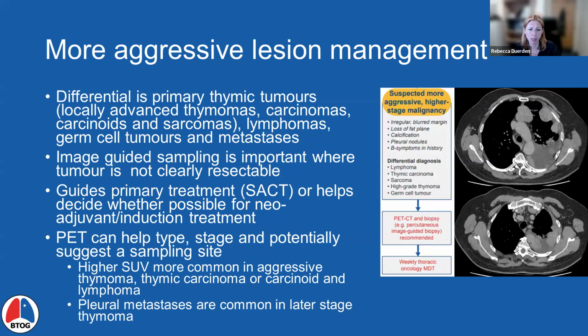And we do recommend that PET is undertaken. The evidence for that is good because of the fact that it can help guide how aggressive the lesions are, particularly if you've not got metastases. There is a higher SUV associated with higher grade thymomas and thymic carcinomas or carcinoids. And obviously you would need a PET for lymphoma as well. And pleural metastases are more common in later stage thymomas, and PET might be the only way to pick these up, particularly the small drop metastases right at the costophrenic sulcus, which is where we need to be looking very carefully.